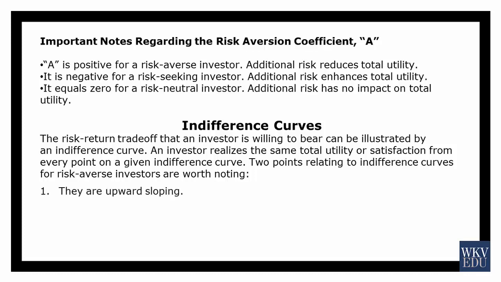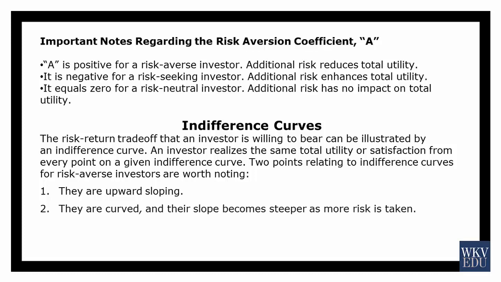Firstly, ICs are upward sloping. This means that an investor will be indifferent between two investments with different expected returns only if the investment with the lower expected return entails a lower level of risk as well. And ICs are curved and their slope becomes steeper as more and more risk is taken. The increase in return required for every additional unit of risk increases at an increasing rate because of diminishing marginal utility of wealth.